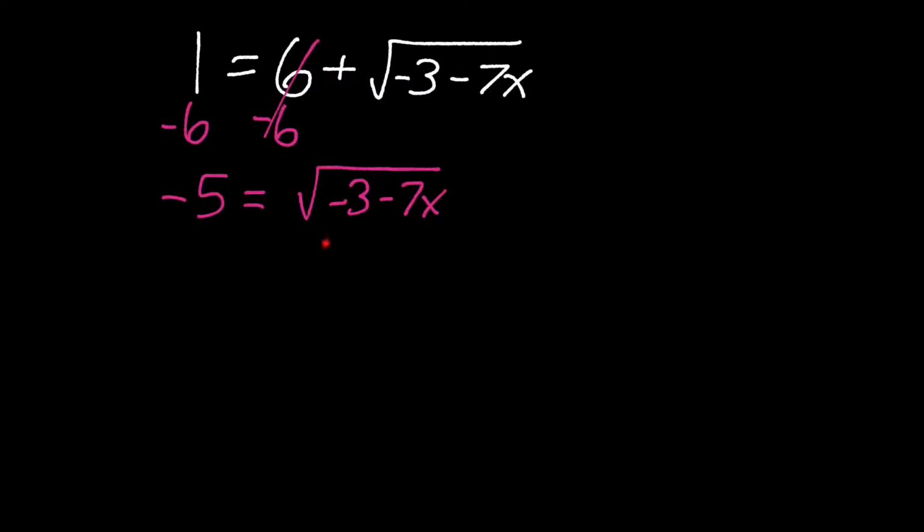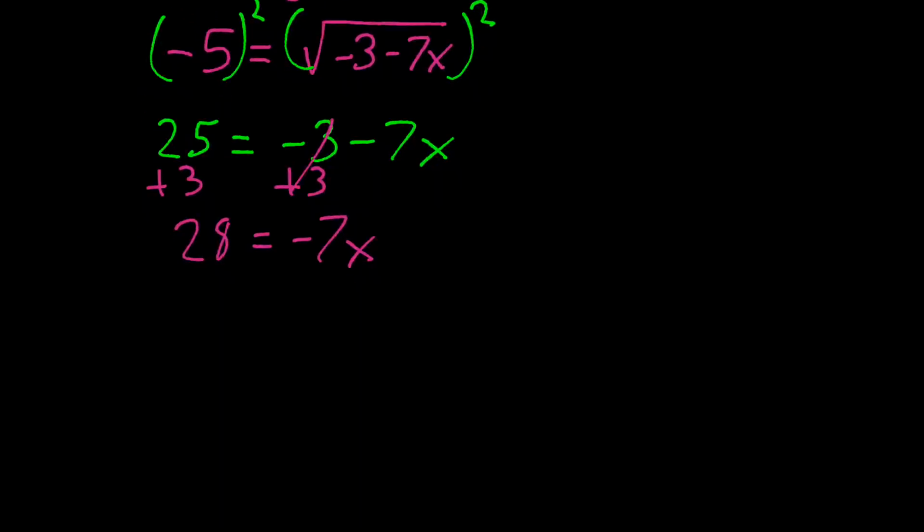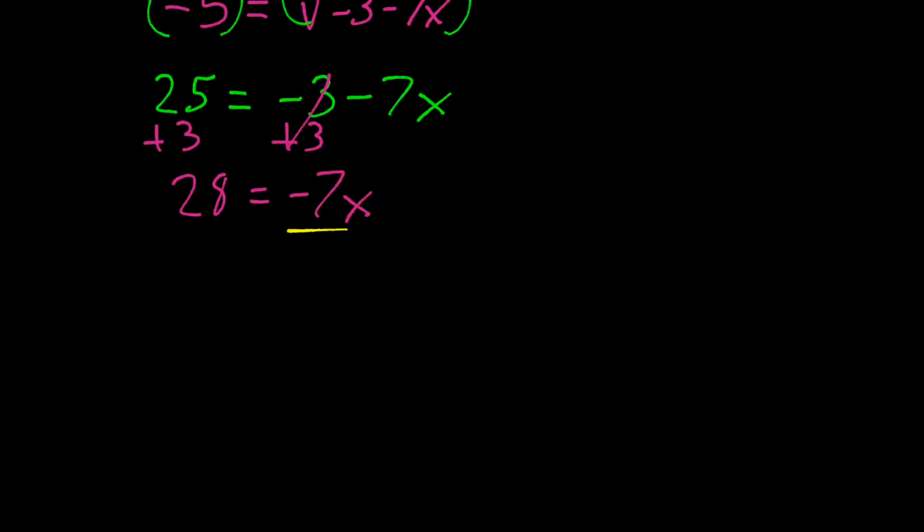So I want to get rid of this radical, so I'm going to square both sides. So I get 25 over here equals negative 3 minus 7x. Now, goal is to get x all by itself, so I have to add 3 to both sides. That's going to give me 28 equals negative 7x. And then to get x alone, I have to divide by negative 7. And I end up with negative 4 equaling x.